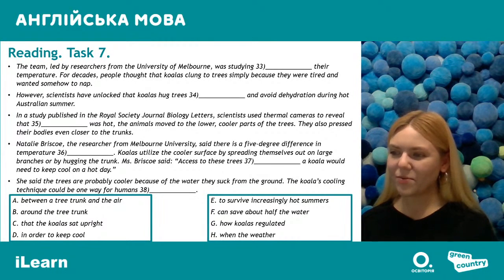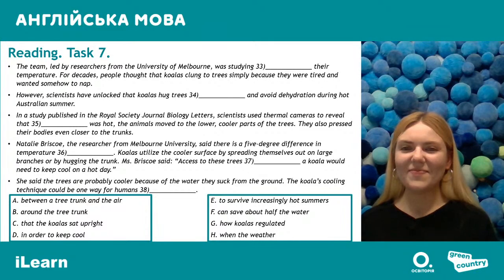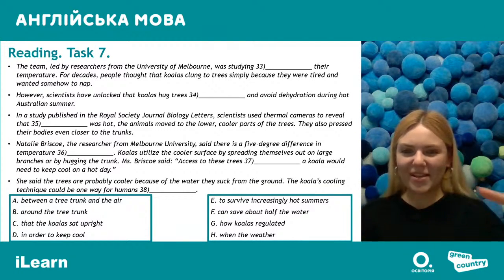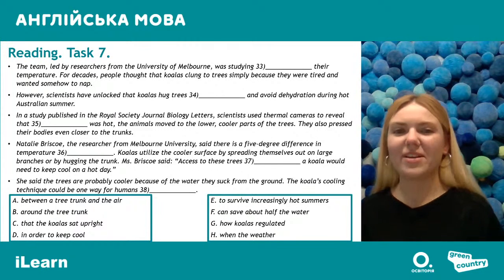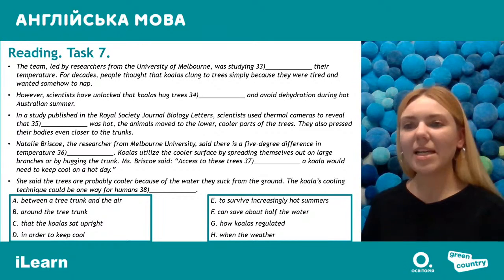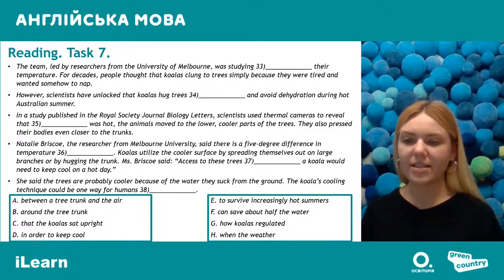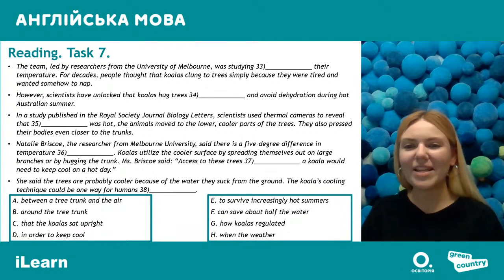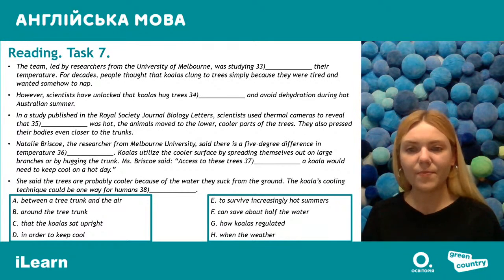So I've got a question. What does trunk mean? So a trunk, that is the part of the tree, like the lower part of the tree. Trunk, that is стовбур дерева. But if you don't know some words from the text, then just try to skip them, try to ignore them, and try to look at the grammar and also at the context.